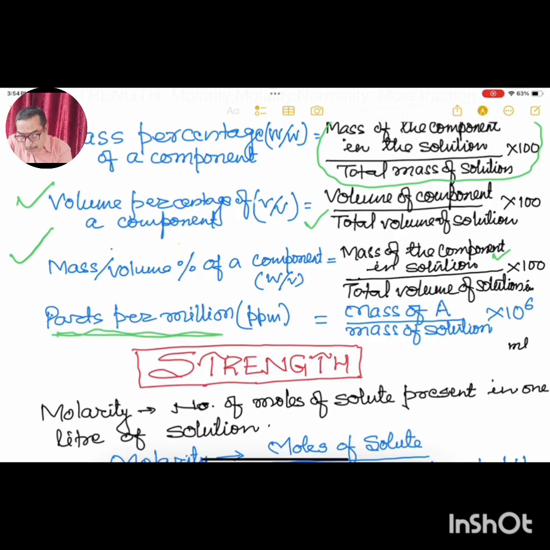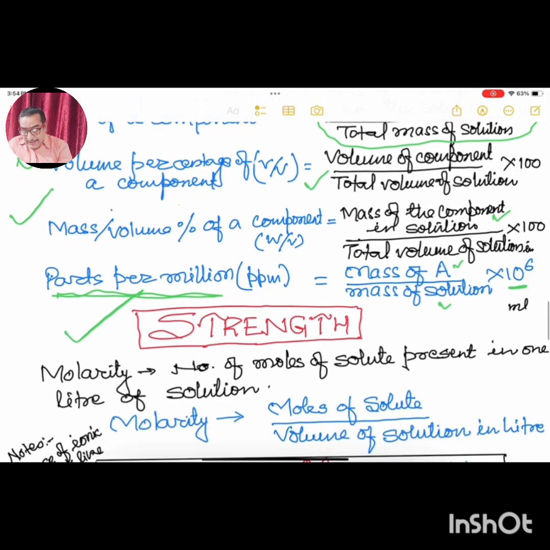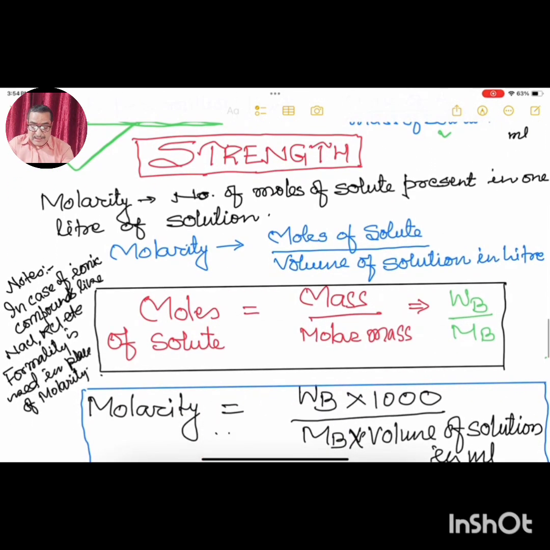If the solute is very small in quantity, then we use parts per million, that is the mass of component A upon the mass of the solution multiplied by 10 raised to the power 6. So this is one part of how we express the concentration. The other part is strength.